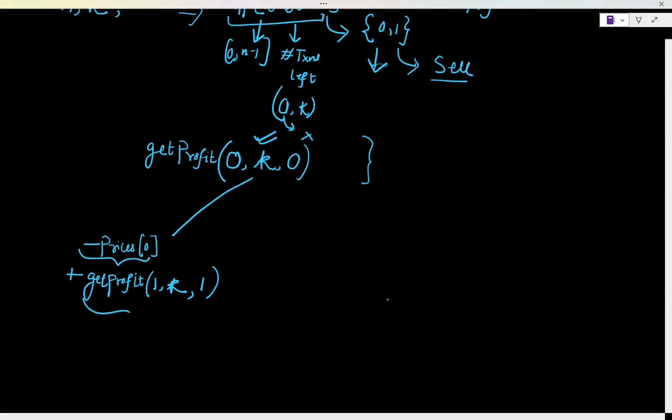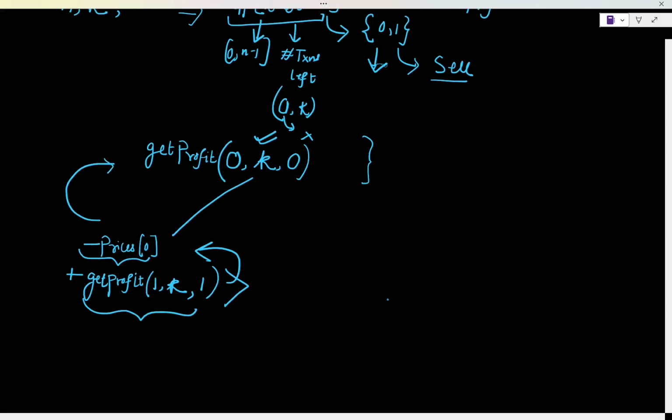So you do a sell. So get profit of 1, that is, start looking from the first index. You still have K transactions remaining, but the state is sell. So here, whatever profit we will get, it will obviously be added to this. We did a buy and then we go through the next recurrence call, and whatever we get, we'll add, which will be the value for this particular state.